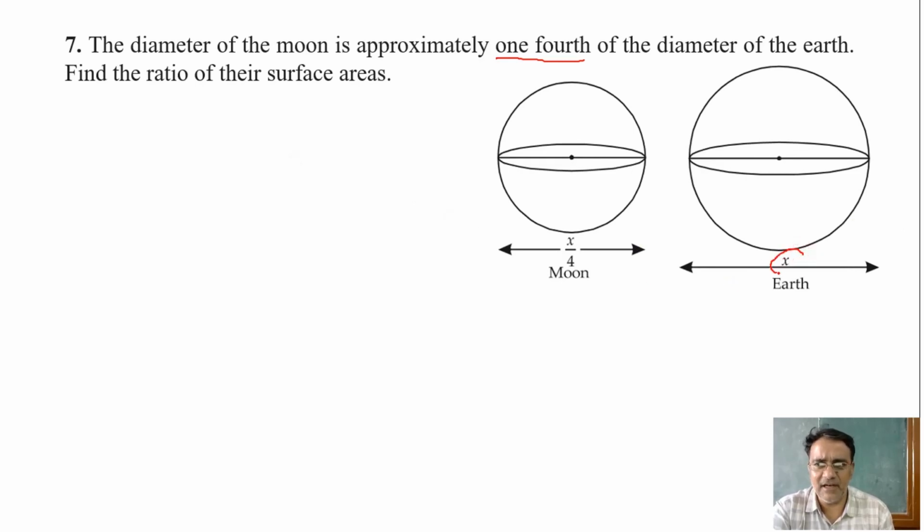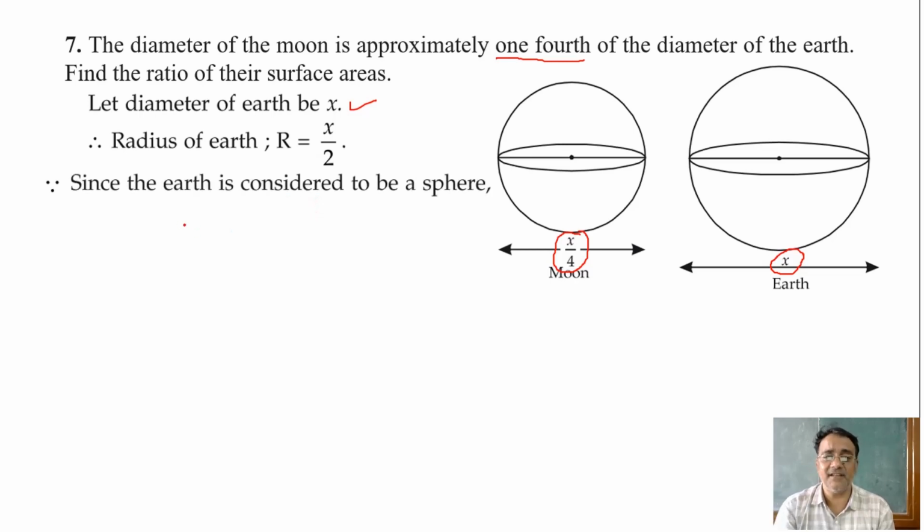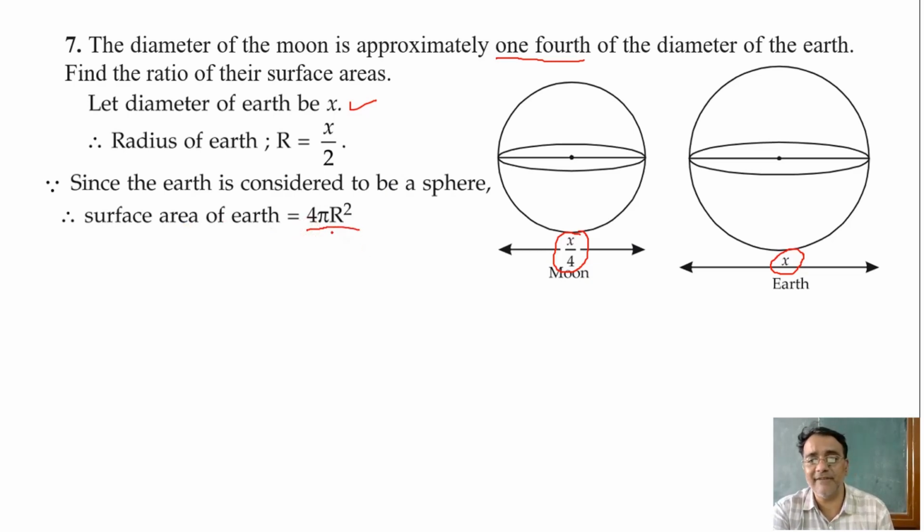Agar diameter earth ka x hai, if the diameter of earth is x, so diameter of moon will be x by 4, 1/4 of the diameter of earth. Okay? So, we'll start with, let the diameter of the earth be x. So, radius of earth will be x by 2. And what will be surface area? Since the earth is considered to be a sphere, the surface area of earth is 4 pi r square. Now, substitute the value of r, not pi, because when we take the ratio, this pi will be cancelled. Pichle question mein cancel hua tha, yaad hai? So, here also this will be cancelled.